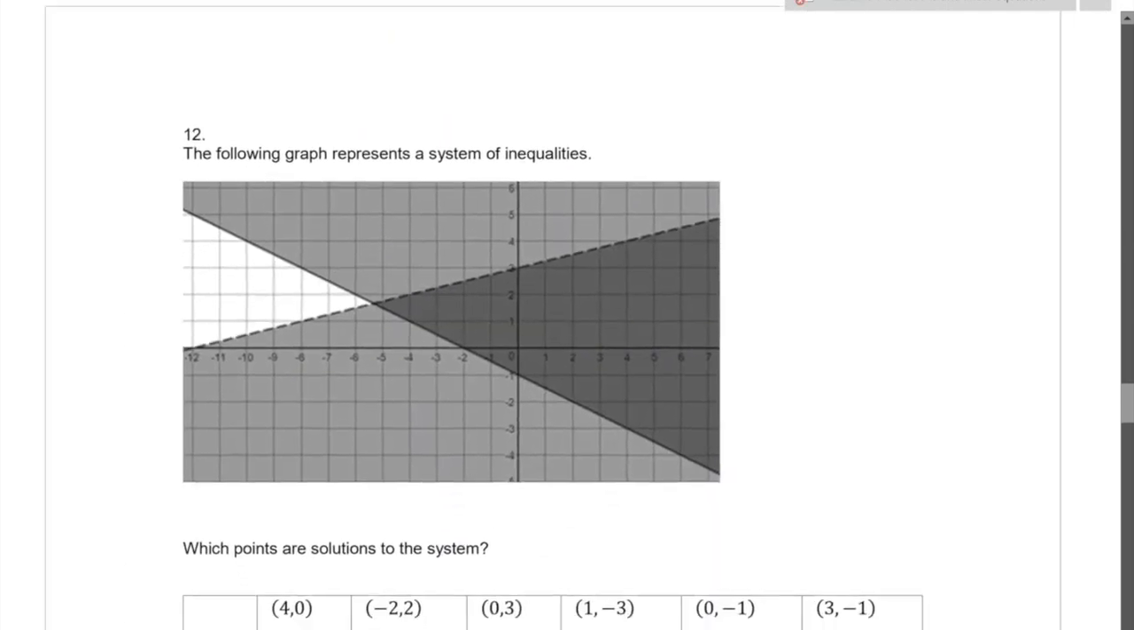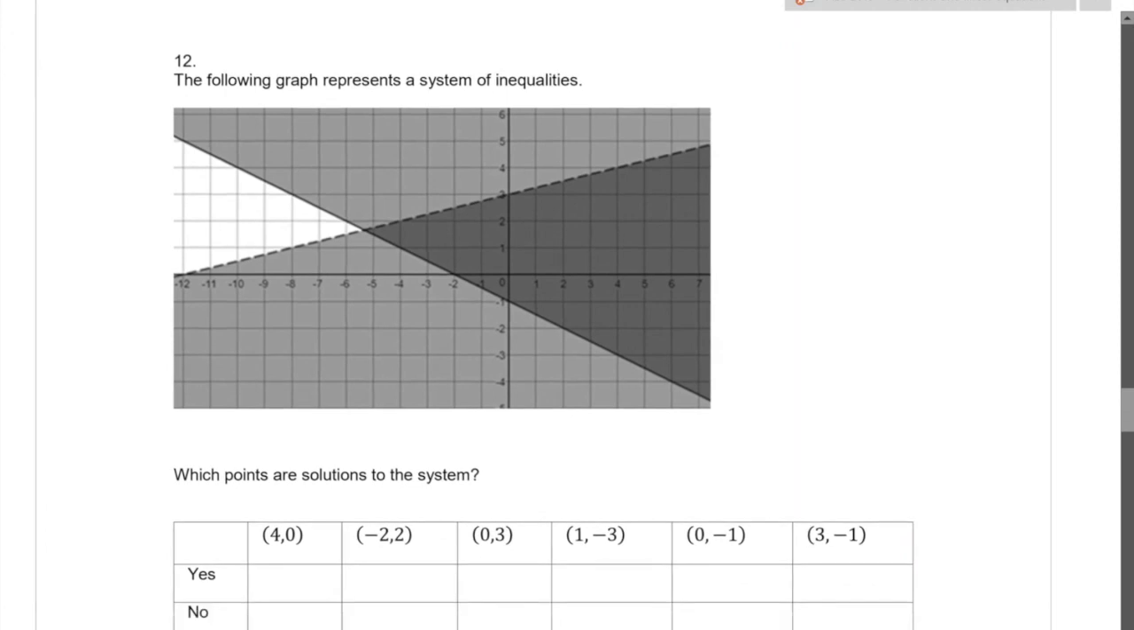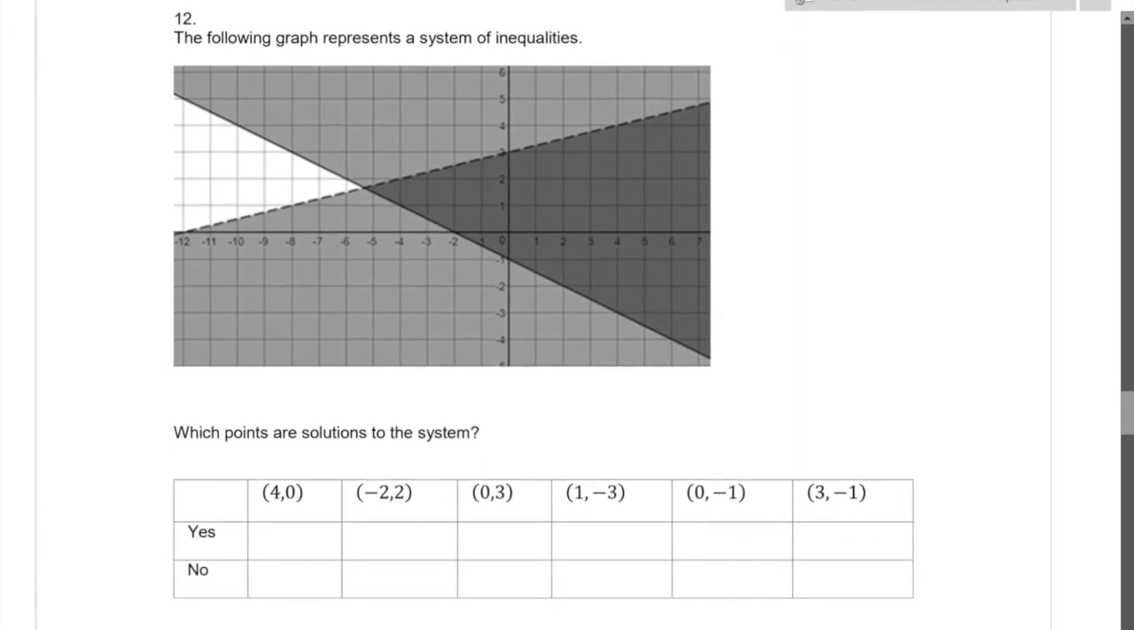The following graph represents the system of inequalities. Which points are solutions to the system? Alright, so this was our last lesson that we talked about. Just to clarify, the dark area, this area that I'm highlighting right here, are the solutions to this problem. The overlapped areas are the solution to the problem. So all this yellow is the solution. So let's figure this out.